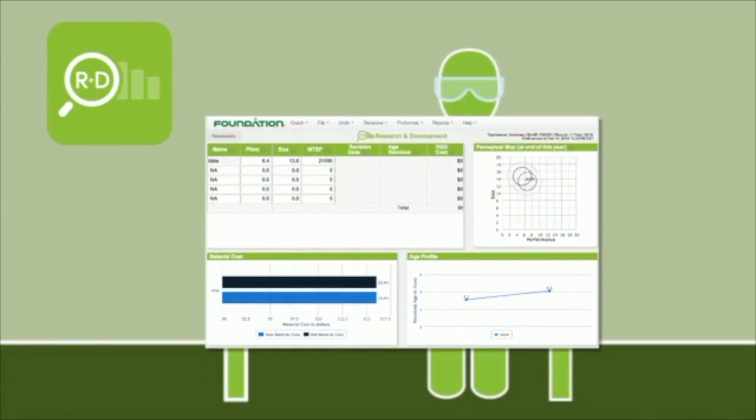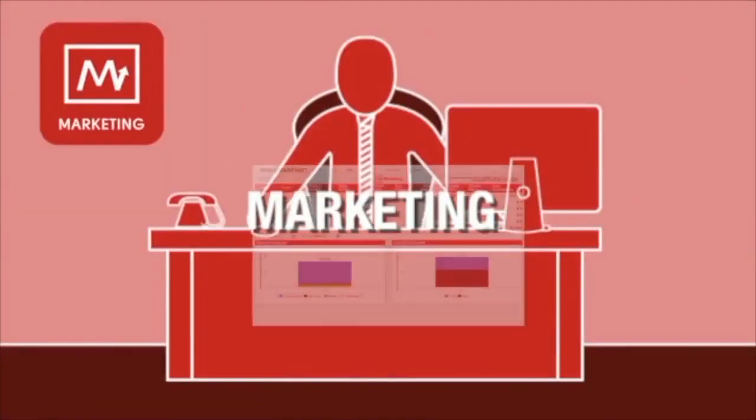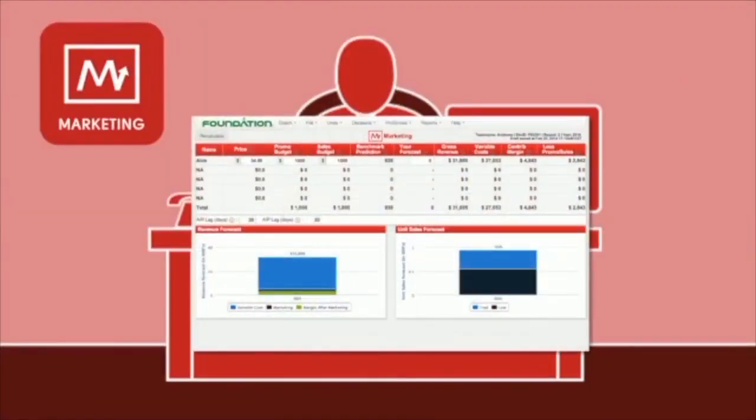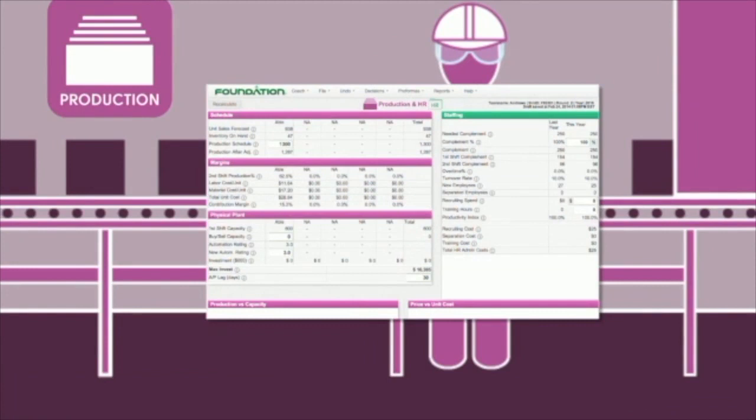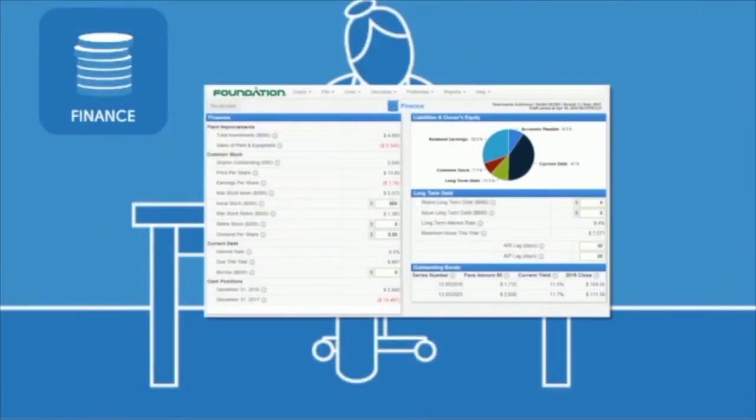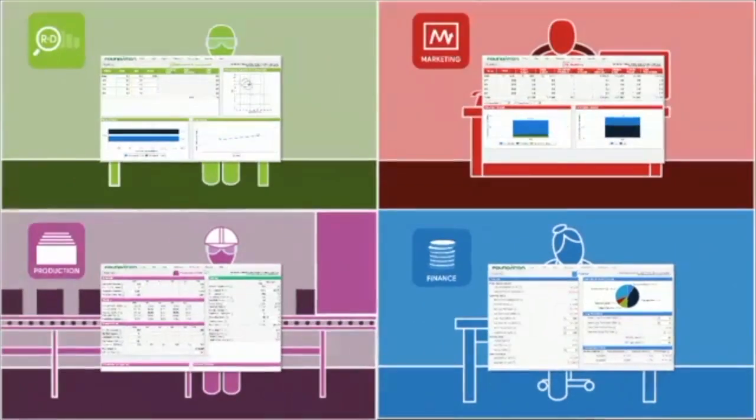Marketing sets your product's price, determines your sales and promo budgets, and forecasts sales for the coming year. Production schedules manufacturing runs and manages the size of your plant and its automation levels. Finance ensures your company has the funds it needs to grow.